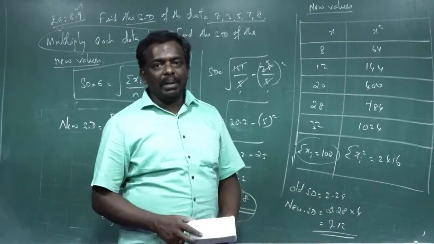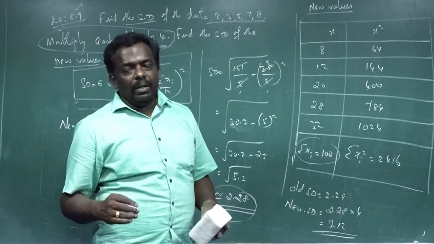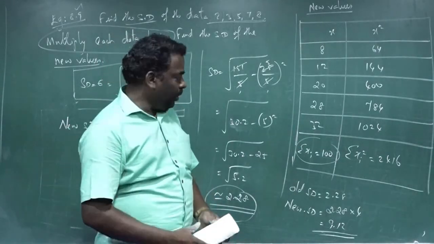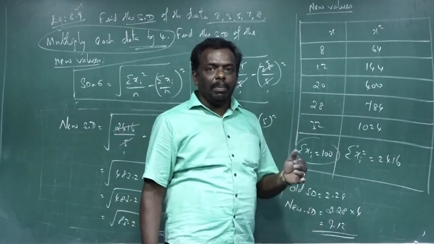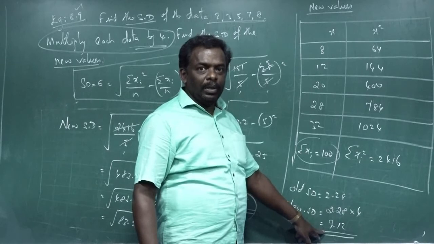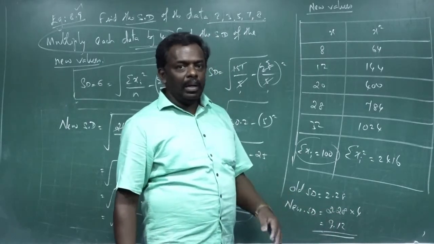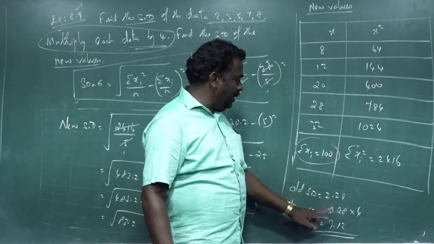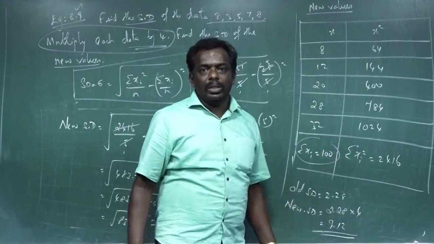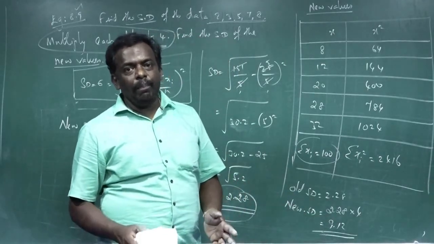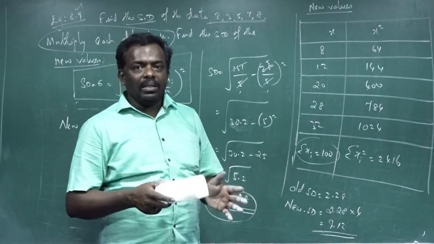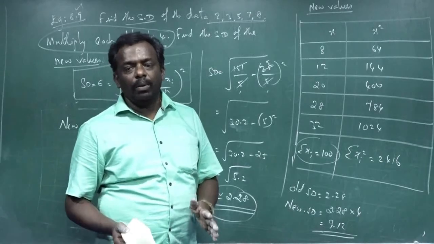So if you multiply or divide, the standard deviation value will change. If you multiply by any number, that number multiplied by the old standard deviation will give the new standard deviation. If you divide by any number, the old standard deviation divided by that number will give the new standard deviation. If you multiply or divide, the standard deviation will change the value. If you add or subtract, the standard deviation will not change the value. That is the conclusion.